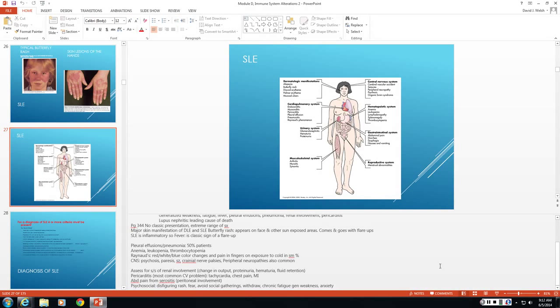Now, what you want to do is assess for any signs and symptoms of renal involvement: any change in output, proteinuria, hematuria, fluid retention. The most common CV problem is going to be pericarditis. So you're going to look for anybody that has tachycardia. You're going to assess for tachycardia, chest pain, and MI. From peritoneal involvement, you're going to look for abdominal pain.